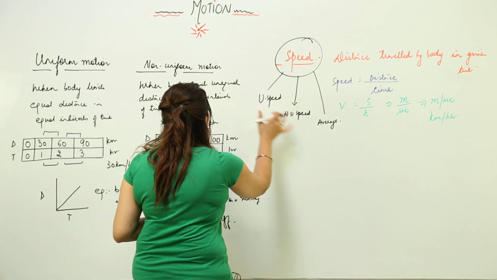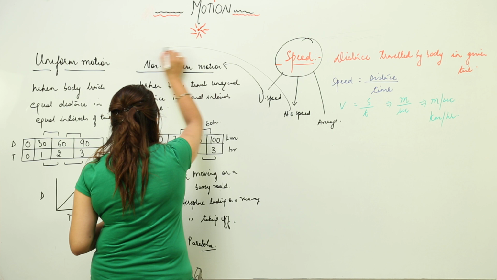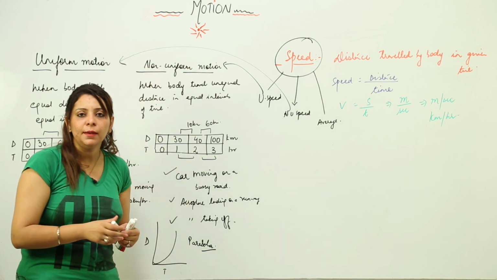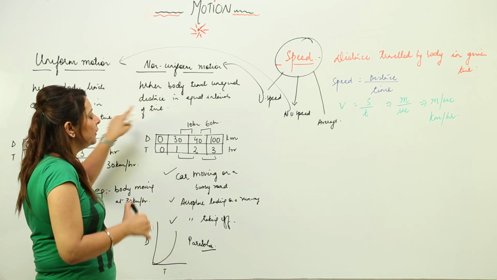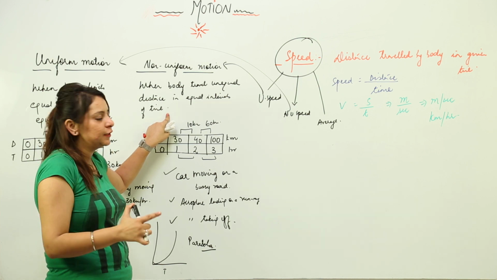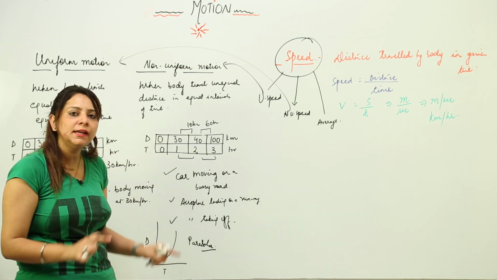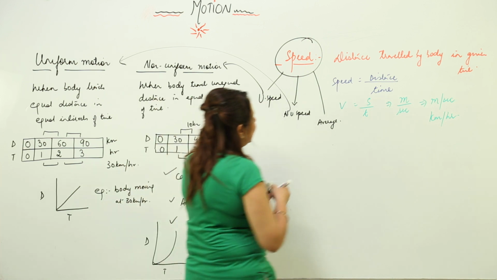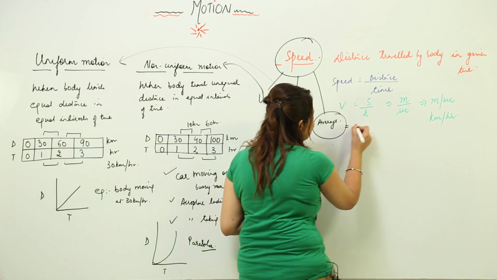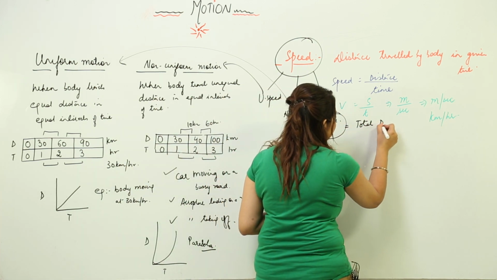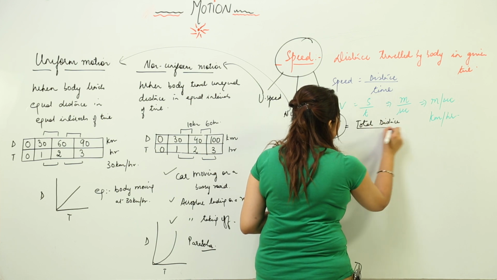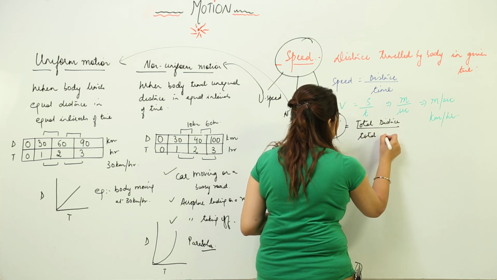Uniform speed and non-uniform speed are just similar to uniform and non-uniform motion, exactly the same: equal distance in equal intervals of time, unequal distance in equal intervals of time. Same graph, same example, same everything. But what is average speed? Average speed is the total distance covered by a body in total time.